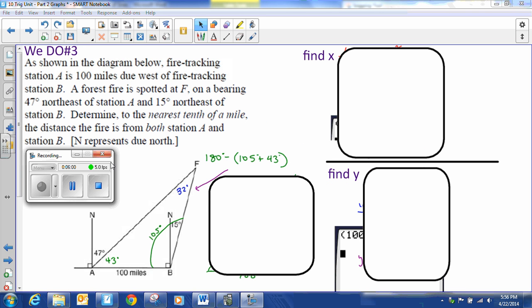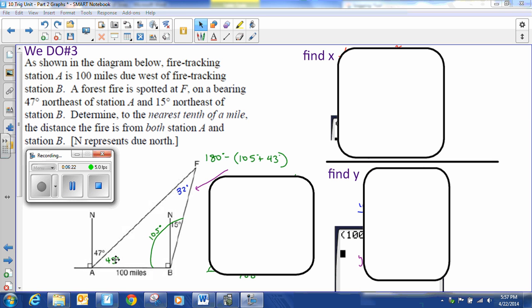Number 3. So here we have a diagram. There's a fire right here. There's fire station A, there's fire station B. We want to find out the distance from station A to the fire and the distance from station B to the fire. Okay, so we need to find this value and this value.